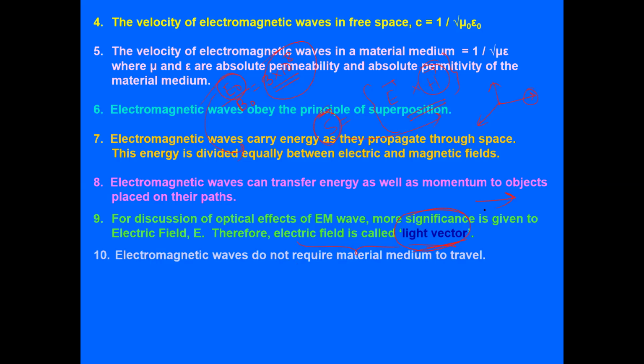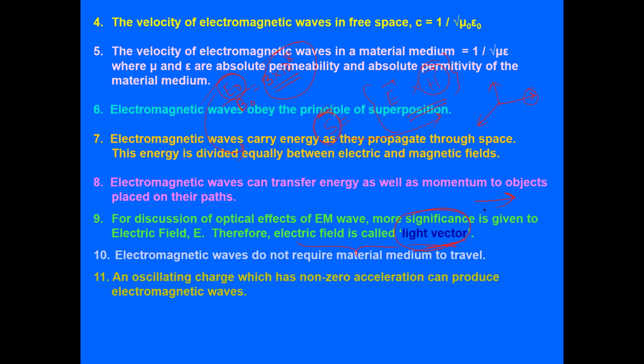Electromagnetic waves do not require a material medium to travel. You know that electromagnetic waves do not require anything, but sound waves and other mechanical waves need a medium to pass. Now an oscillating charge, which has a non-zero acceleration, can produce electromagnetic waves. That's a very important thing. When the acceleration happens, there is a change in current, and a change in current produces a magnetic field also, and those variations of electric field and magnetic field simultaneously give rise to the electromagnetic wave.